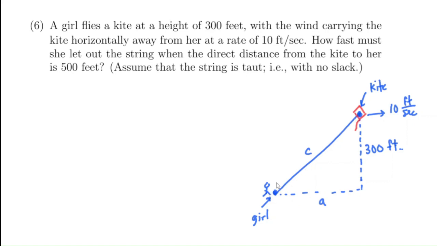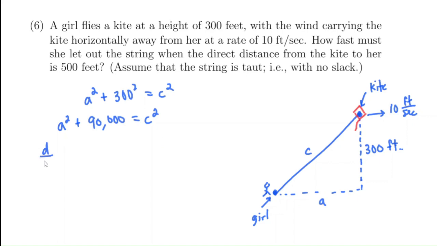Okay, what is the rate of change of C? So what is the relationship then between our variables? Now notice I could have called them A, B, and C, but this B here, this height, is not changing. So I'm just calling it 300. Well, we have the Pythagorean theorem that says that A squared plus B squared equals C squared. But again, our B is just 300. So we have A squared plus 300 squared equals C squared. Or in other words, A squared plus 90,000 equals C squared. Okay, so here's our equation that relates our variables.